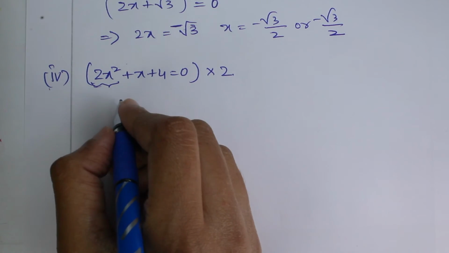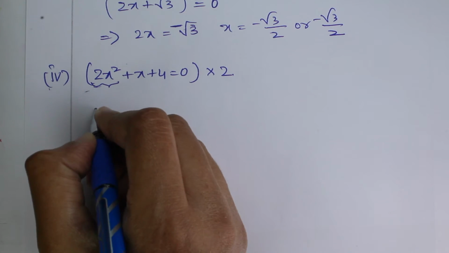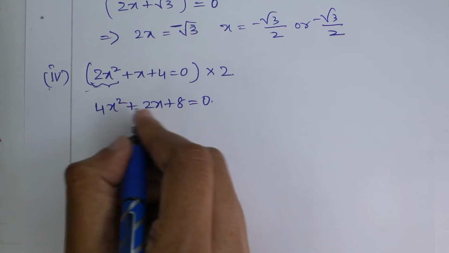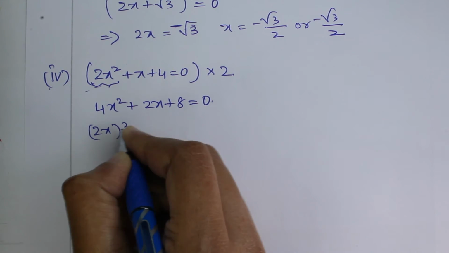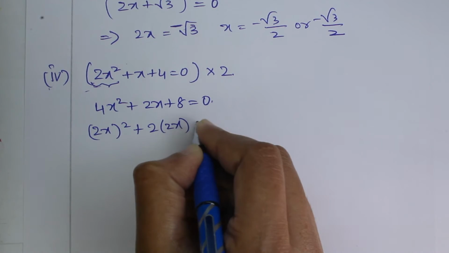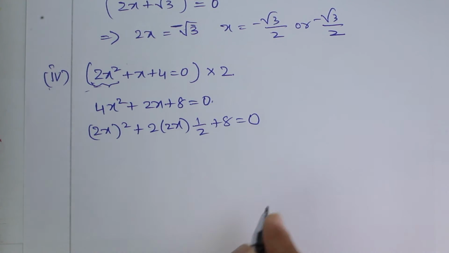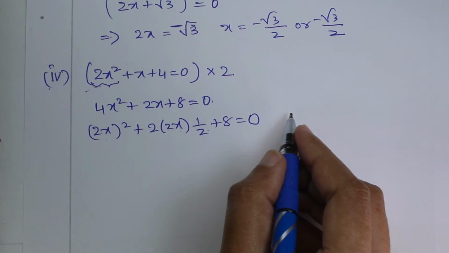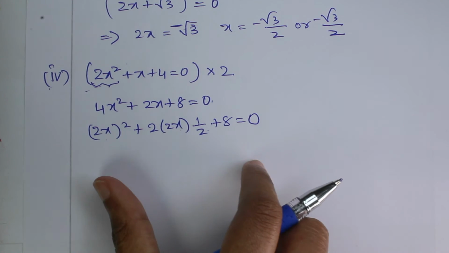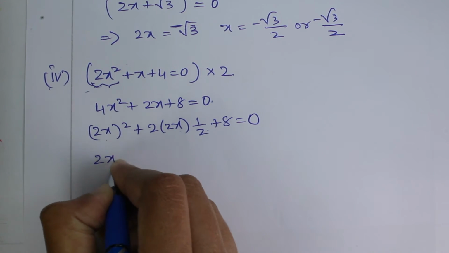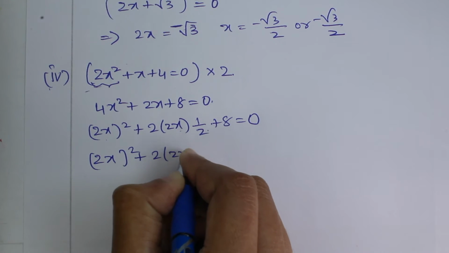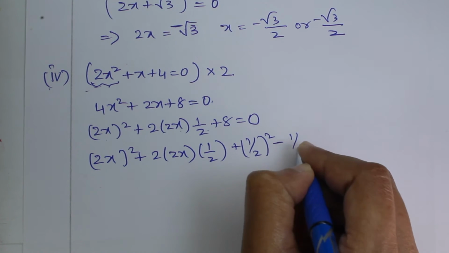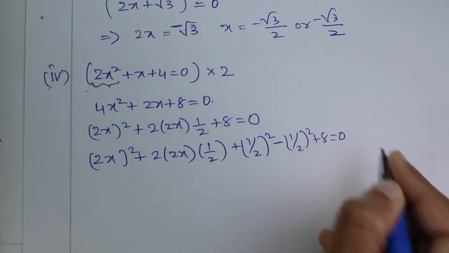Now we are dealing with the fourth problem of this question. So it becomes 4x square plus 2x plus 8 is equal to 0. This can be rewritten as (2x) whole square plus 2 into 2x into 1 by 2 plus 8 is equal to 0. Now we have a square plus 2ab. We need b square. So we will add plus b square and minus b square so that the equation is not affected. So it becomes (2x) whole square plus 2 into 2x into 1 by 2 plus (1 by 2) whole square minus (1 by 2) whole square plus 8 is equal to 0.